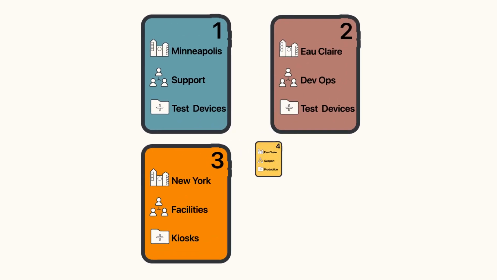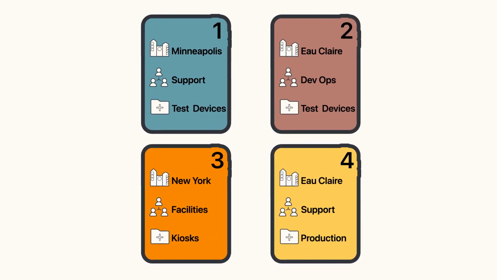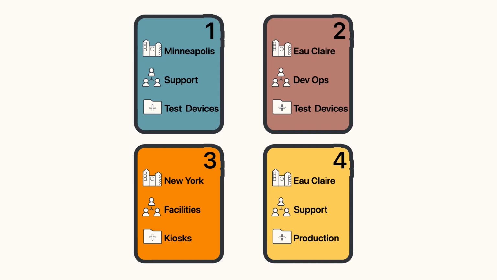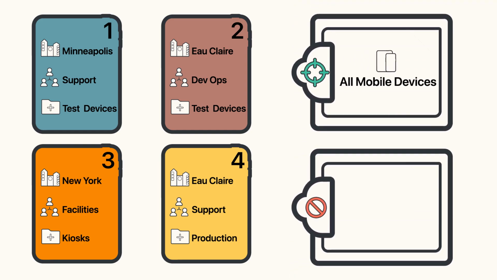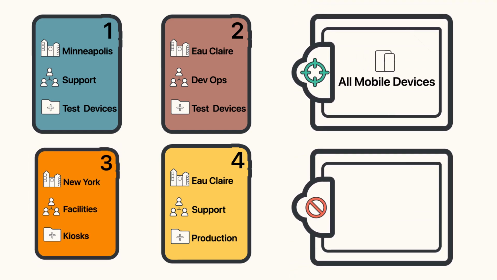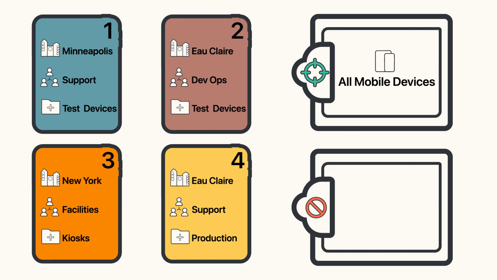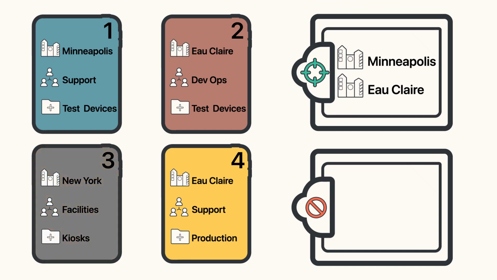Remember that scope functions in the same way for mobile devices. Say we have a new set of 4 devices, again all belonging to different departments and buildings. I've been tasked with deploying a new Wi-Fi network to our Minneapolis and Eau Claire offices. However, the New York office will have different Wi-Fi settings. If I set the target to all mobile devices, devices that are in different offices will receive an unneeded profile. Instead, we can set multiple buildings as our targets, in this case the Minneapolis and Eau Claire buildings. Now, devices 1, 2, and 4 are correctly targeted.